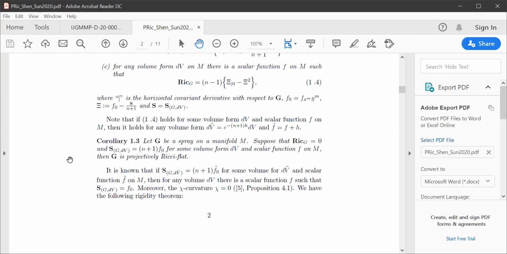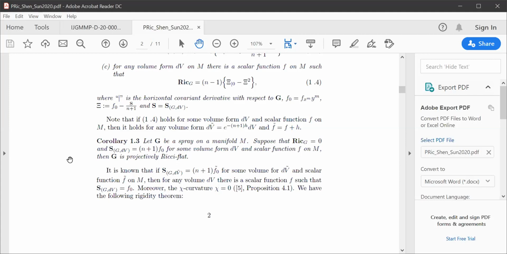But when you talk about S curvature, you have to talk about volume form. You have to use that one. That's part of the definition. So you have to have a volume form, you have to have a spray. Then you can talk about S curvature. But for a spray, if for some volume form the S curvature is (n+1)F0, then this will be true for any volume form.